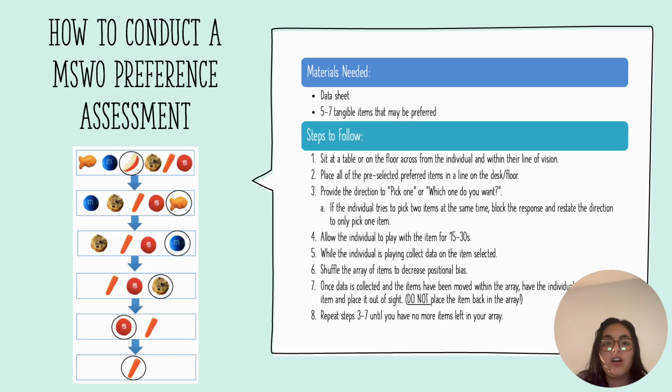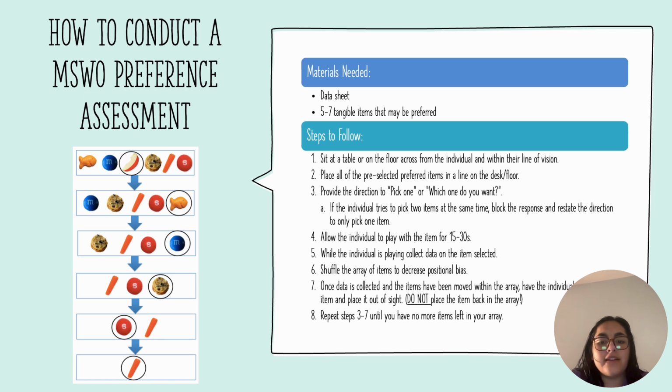So now we're going to talk about the steps to follow when conducting this preference assessment. On the left-hand side, I have an example of what the steps would look like for an edible item, but I'll go more into detail with that, but you can follow along with the steps provided. So before beginning the assessment, the materials you'll need are your data sheet and then 5 to 7 tangible or edible items that may be preferred for the individual. Some other things to note is just to make sure that you're conducting this in a distraction-free environment, so that the individual's focus is on you and your directions.